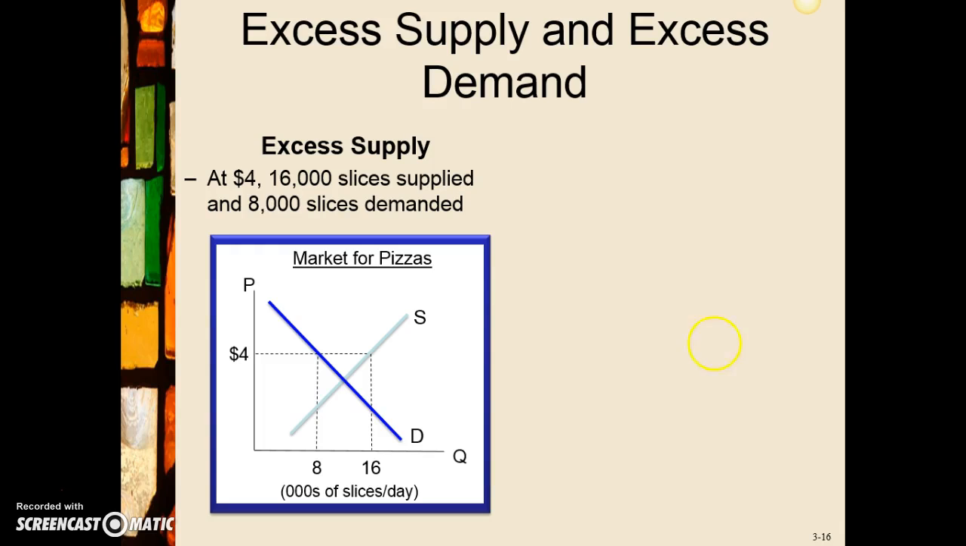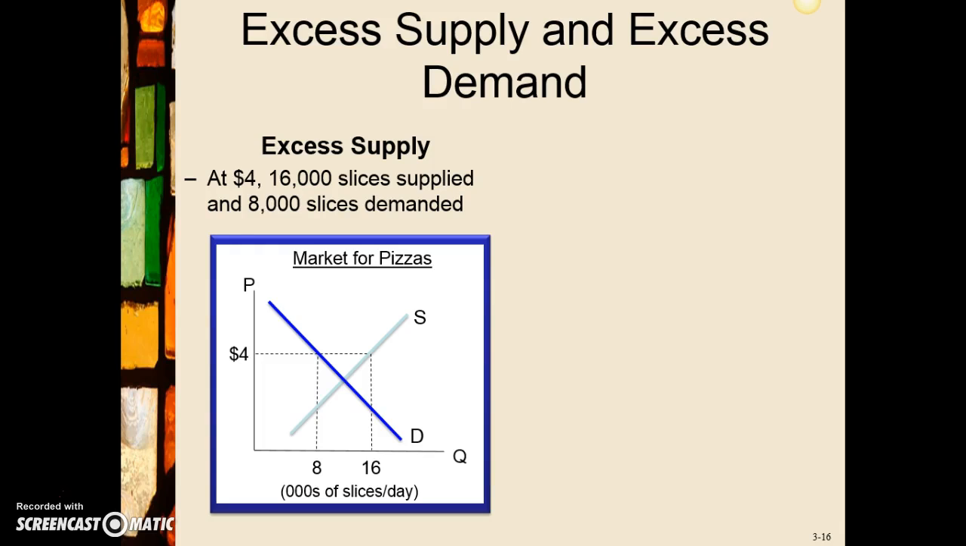If there's 16,000 slices supplied and only 8,000 demanded, that means that every single day, half of the pizza that's produced is not being sold. It's just getting thrown away. And so if I'm an average pizza seller, maybe I make 20 pizzas a day, then I'm only going to sell 10 of those pizzas, and I have to throw 10 away at the end of the night.